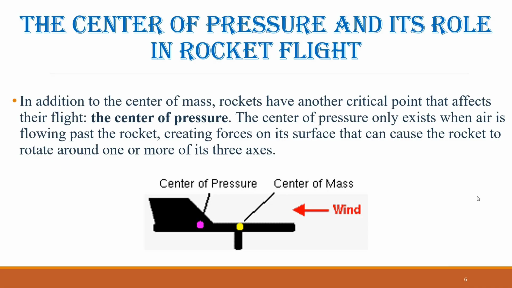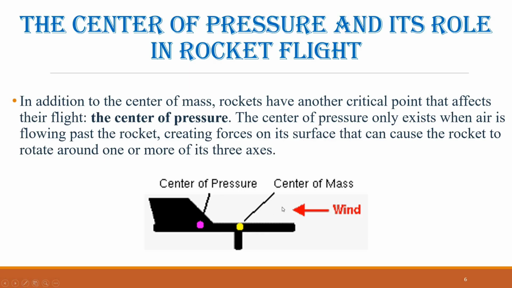The center of pressure and its role in rocket flight. In addition to the center of mass, rockets have another critical point that affects their flight: the center of pressure. The center of pressure only exists when air is flowing past the rocket, creating forces on its surface that can cause the rocket to rotate around one or more of its three axes.